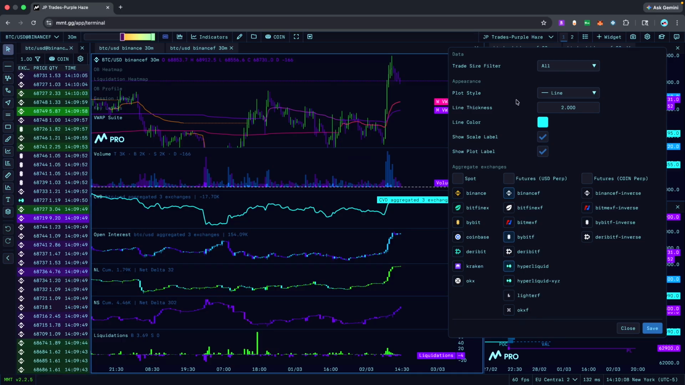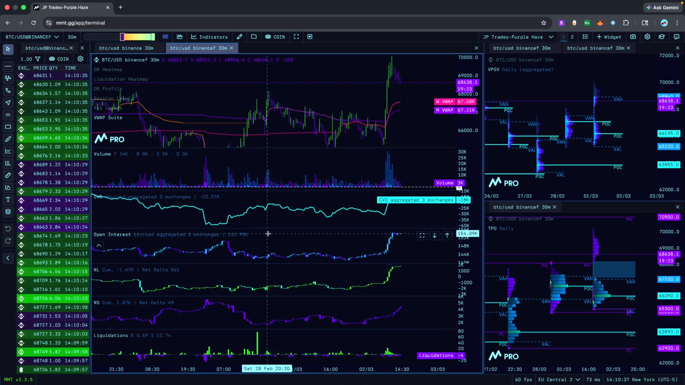We display CVD as a line, and this keeps it simple so that you can clearly see whether net aggression is building on one side or the other. I prefer the line over the candle style, especially when it comes to identifying clear divergences. I don't care about single candle divergences, so I prefer the line. And again, CVD is not predicting any kind of direction. It's just showing you commitment over time.